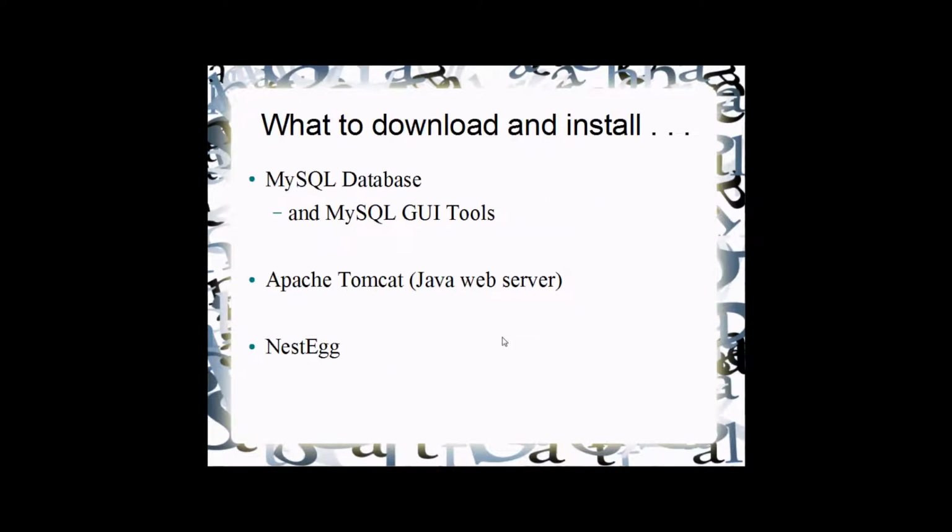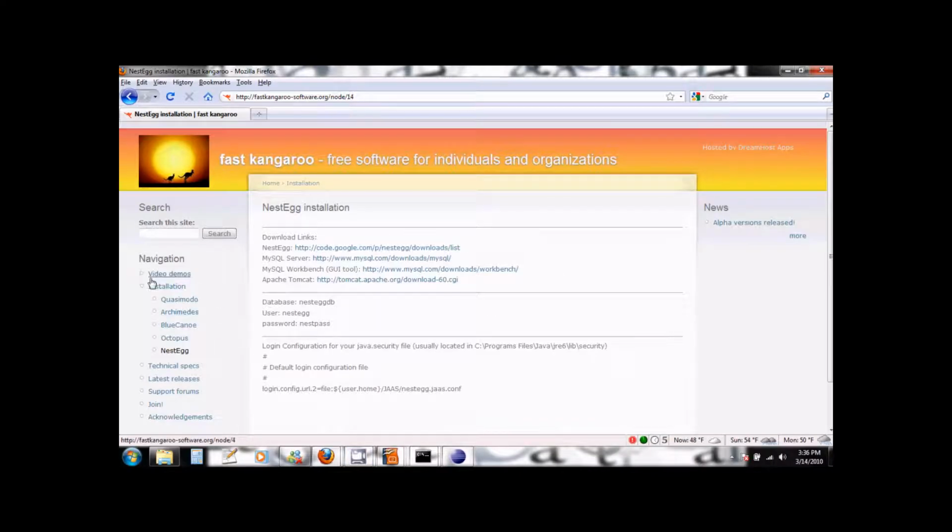To install Nest Egg, we need to do three things. We need to install the MySQL database along with some GUI tools which makes it easy to manage the database. We need to install the Apache Tomcat web server, and finally we need to deploy Nest Egg on the web server. If you look in the installation section of our website and click on Nest Egg, you will see all the links you need to download MySQL, Apache Tomcat and Nest Egg itself.